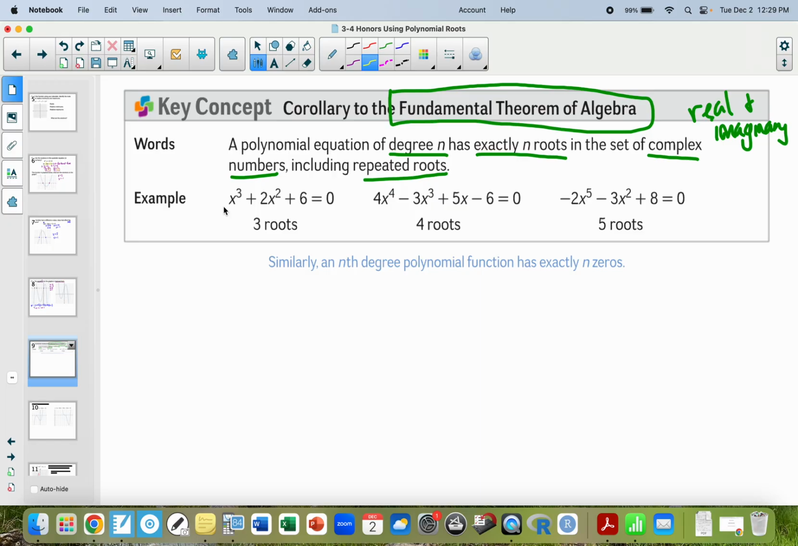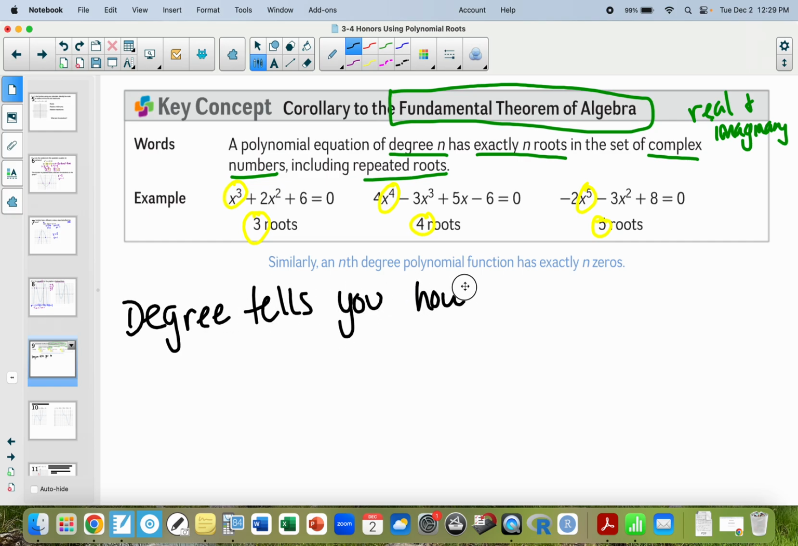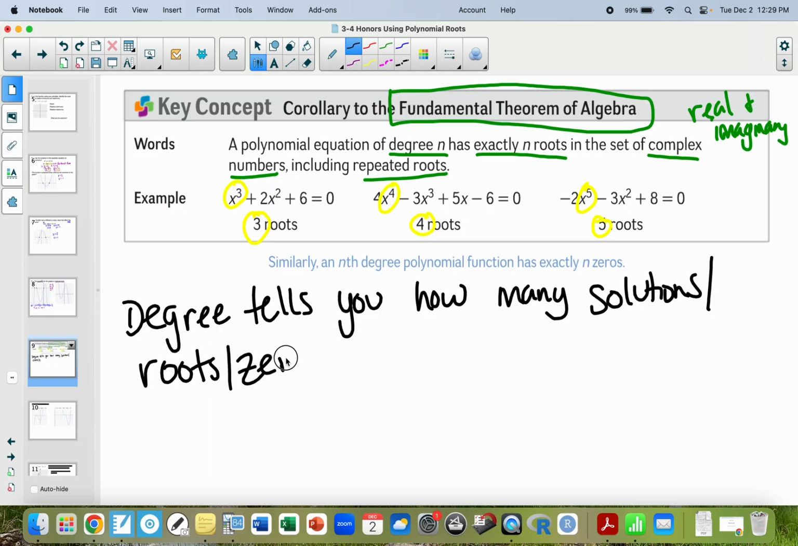So if we look here, this is a degree of 3, x cubed, and we have 3 roots. This is a degree of 4, and we have 4 roots. This is a degree of 5, and we have 5 roots. Okay? So essentially what this theorem tells us is that the degree tells you how many solutions, roots, zeros, which all mean the same thing. So it tells you how many solutions, roots, zeros a function has.